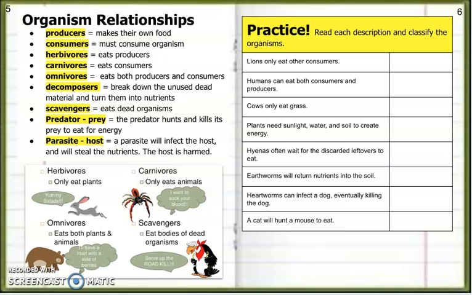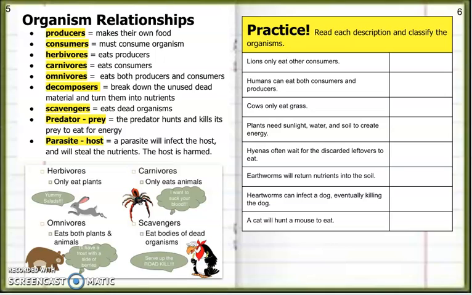Predator and prey. That type of relationship is when a predator is going to hunt and kill its prey to eat for energy. Remember, everything's for energy. Parasite and host. A parasite is going to infect a host and will steal the nutrients, and the host is being harmed. So this could be like fleas, mosquitoes, ticks, and so forth.